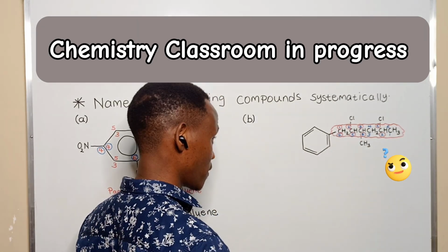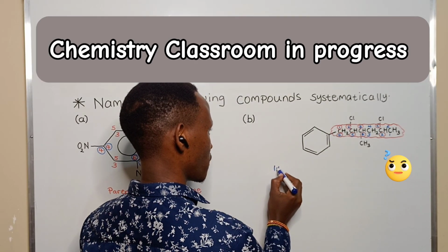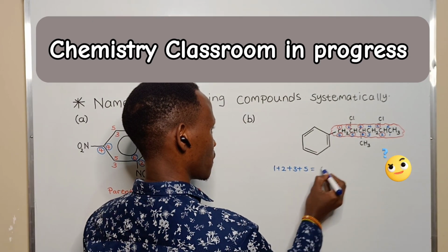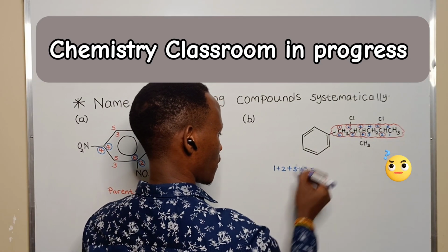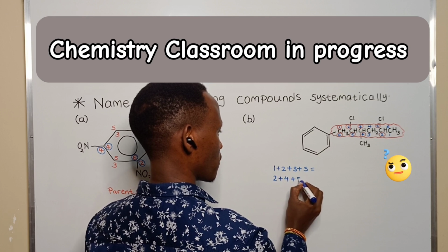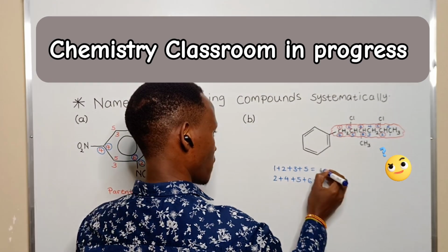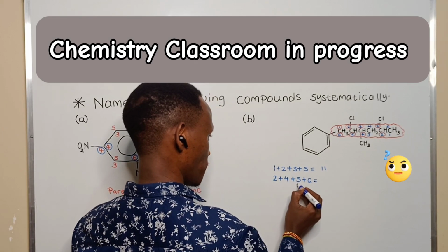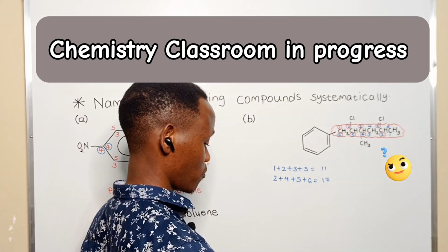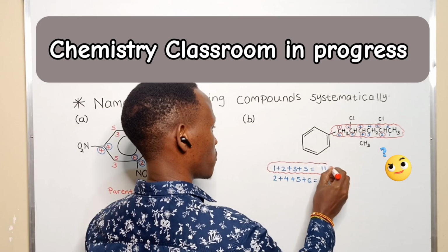So we pick out those numbers and compute their sums. So we shall have 1 plus 2 plus 3 plus 5. This is from that side going that side, and also coming this side we shall have 2 plus 4 plus 5 and finally plus 6. Of course, the sum of this gives us 11 and the sum of this gives us 17. Of course, the rules say that we are supposed to choose the lowest sum. So we are therefore going to name this compound by basing on these positions here.